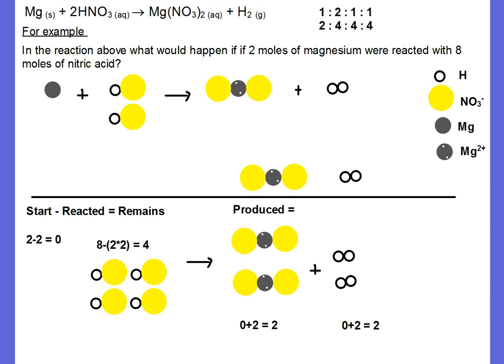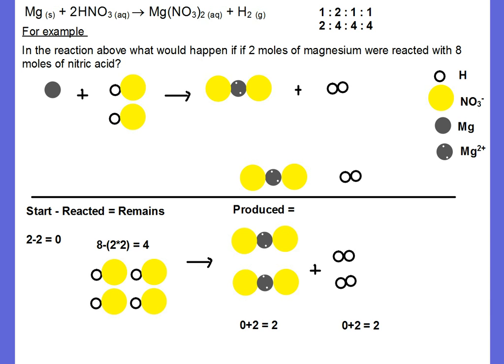We've got to ask ourselves, how many moles do we start with? How many moles actually reacted? And that will tell us how many remain. So in this case, we had 2 moles of magnesium, 2 moles reacted, we had none left over. For the nitric acid molecules, we had 8 to start with. Now we had 2 times 2 reacted. Why do we have 2 times 2 reacted? Because we had 2 moles of magnesium and the ratio is 1 to 2. So that means 2 times 2 or 4 moles of nitric acid had to react. So 8, take away that 4, means we've got 4 left over.